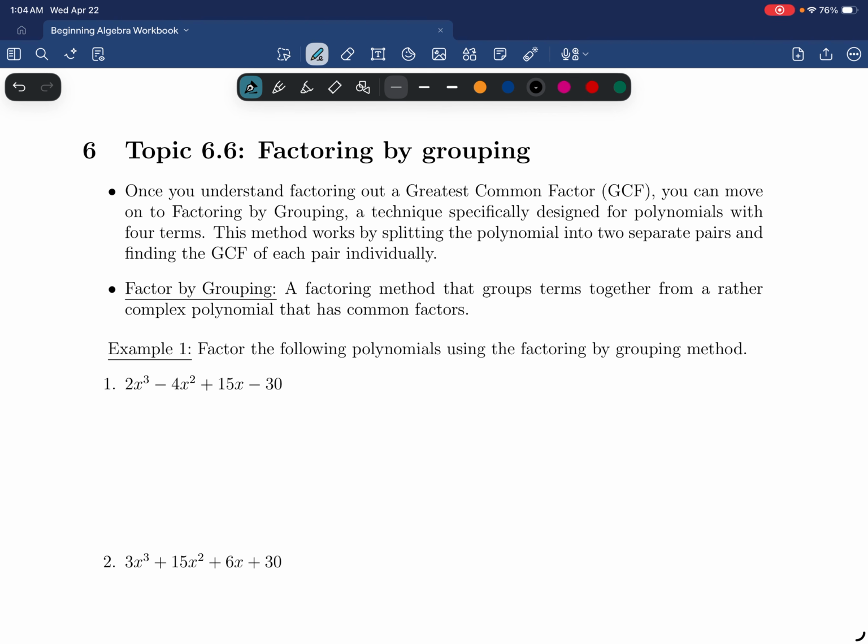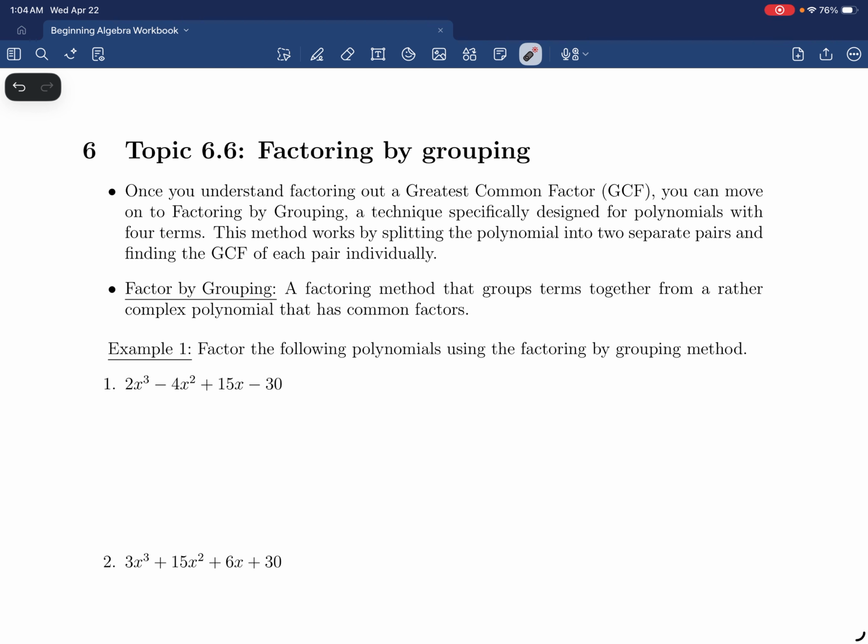And it is a technique that is specifically designed for polynomials with 4 terms. And this method works by splitting the polynomial into 2 separate pairs and finding the greatest common factor of each pair individually.